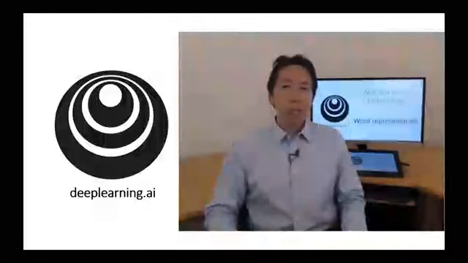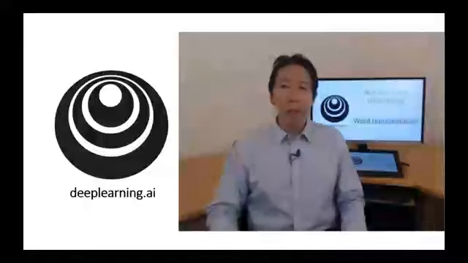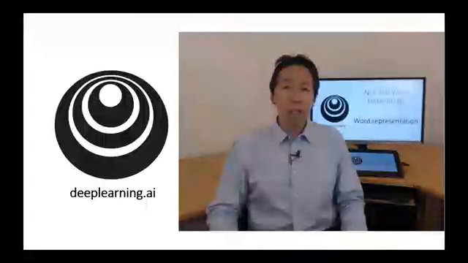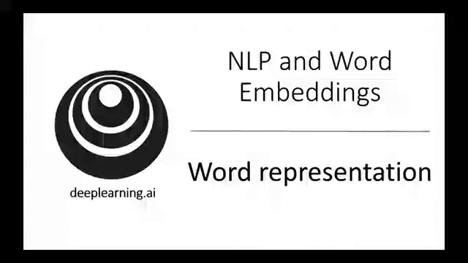Finally, towards the end of the week, you see how to debias word embeddings. That's to reduce undesirable gender or ethnicity or other types of bias that learning algorithms can sometimes pick up. So let's get started with a discussion on word representation.